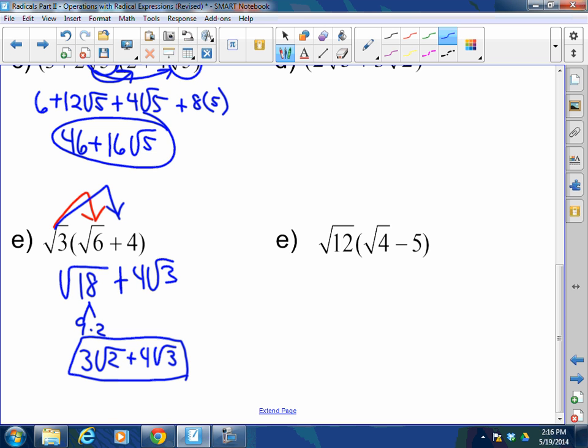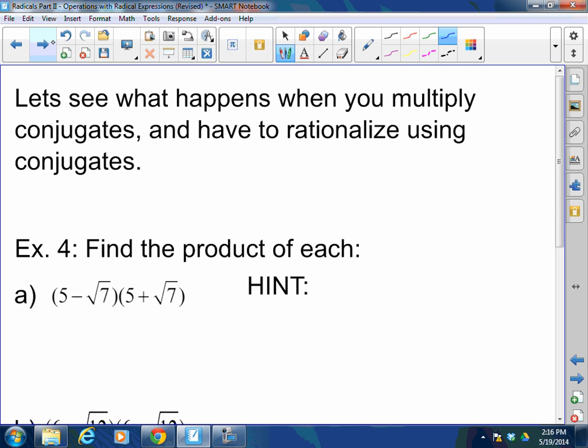Okay, I'm going to skip these two just because I want to show you one last thing. Okay? And then we're done. I want to show you a little trick. Let's see what happens when you multiply conjugates and have to rationalize using conjugates.